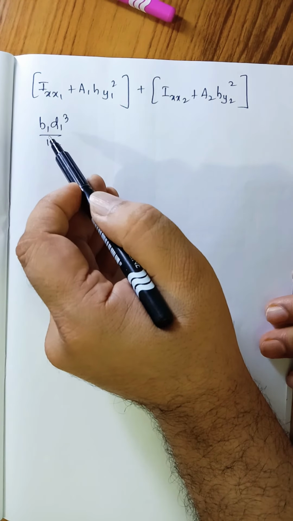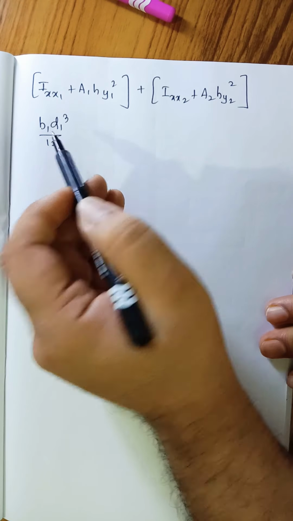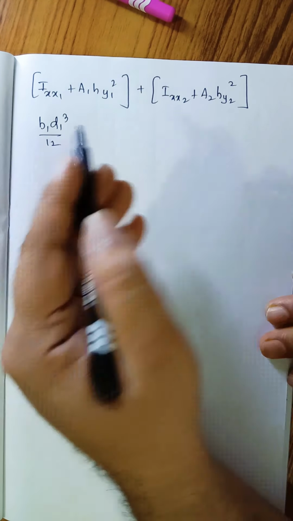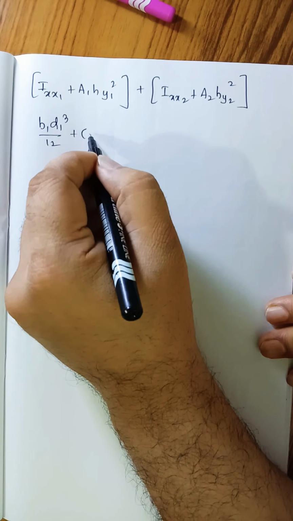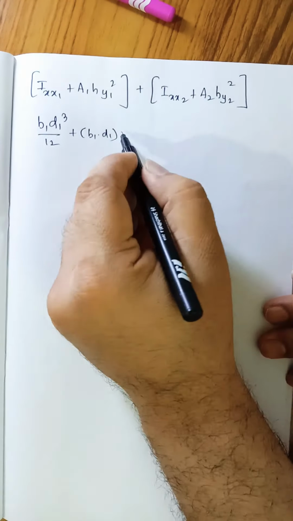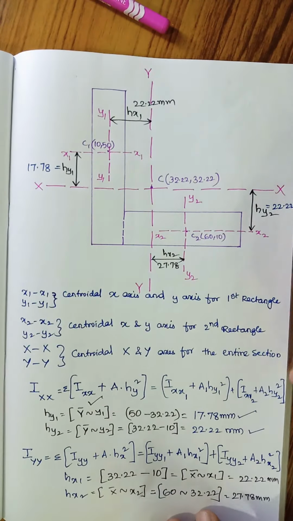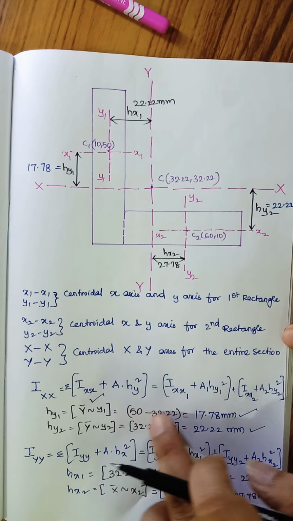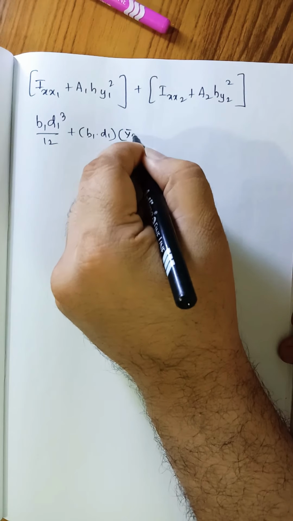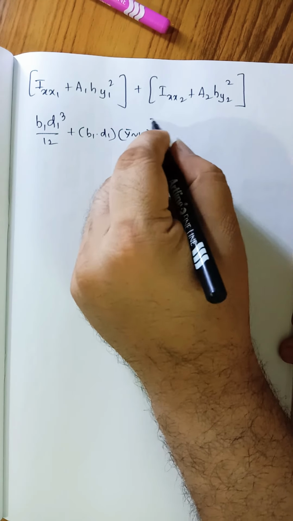As we have already calculated in the previous class, the moment of inertia of any rectangle with respect to its centroidal x-axis will be bd cube divided by 12. And the area of the first rectangle will obviously be b1 multiplied by d1, and we have calculated hy1. The value of hy1 is already calculated here. Hy1 is y bar minus y1, that is 17.78. So I'm going to write only y bar minus y1, the difference of y bar and y1, here.